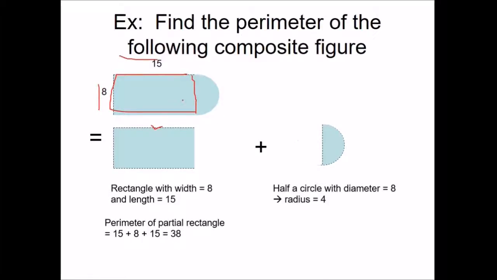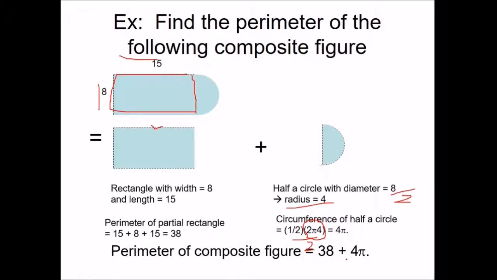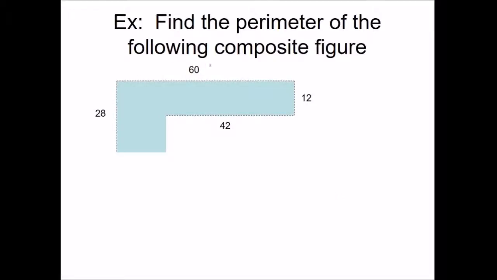Now let us see this part. What is this? This is a half circle with a diameter 8, so the radius will be 8 by 2, which is 4. Circumference of a half circle: first compute the circumference of the full circle, that is 2 pi R, and just divide it by 2 because this is not a full circle, this is a half circle. Now you can compute by adding the perimeters of both of them.